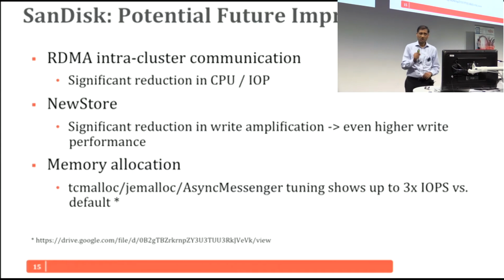One of the key things that also makes a huge amount of difference, although it is not quite part of the Ceph code, is the memory allocation of the underlying OS. That is TCMalloc, JEMalloc, and async messenger. These are some of the key tunables that I mentioned earlier that make a huge amount of difference. Right now, most of these changes we are doing manually, and that makes a difference of almost 3x in improvement.